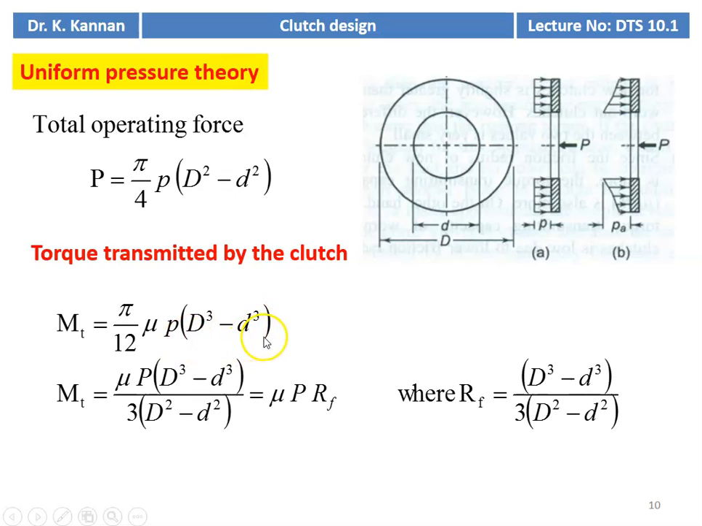So, capital D cube minus small d cube. And this is also equal to mu P, capital P total pressure, into (D cube minus small d cube) divided by 3 into (capital D square minus small d square). So, rearranging the terms, this is equal to mu into total pressure into Rf. Rf is the reference diameter, Rf equal to reference radius, Rf equal to (D cube minus small d cube) divided by 3 into (D square minus small d square). So, this final equation is important to calculate the torque transmitted by the clutch using the uniform pressure theory in a single plate clutch.